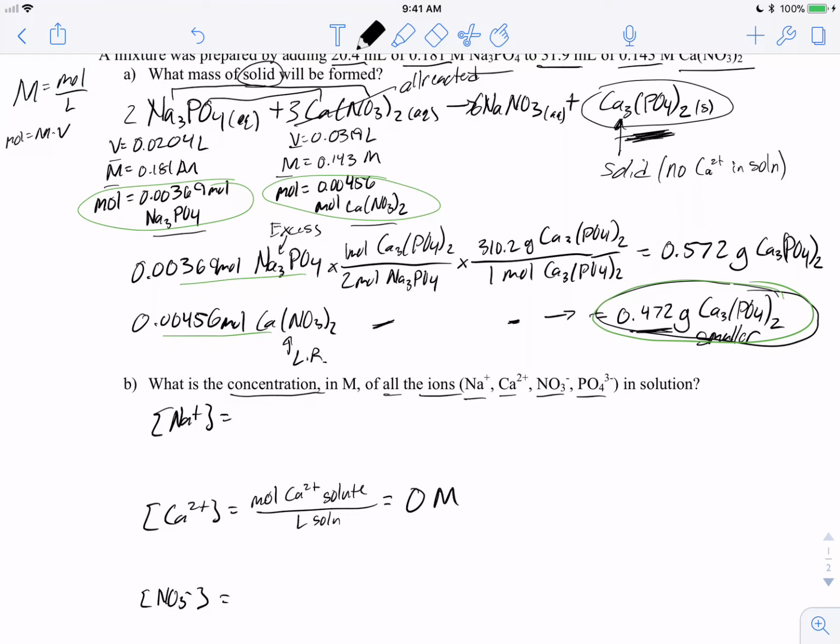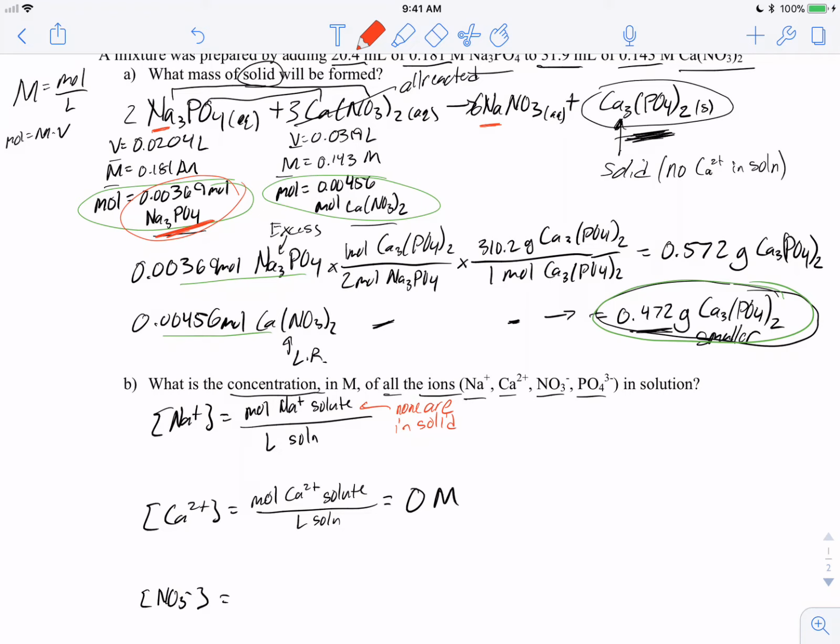So let's go back up to our sodium ions. Our sodium ions are going to be the moles of sodium ions that are a solute divided by the total volume of our solution. We already know the moles of our sodium phosphate. Whether our sodium ions are in sodium phosphate or in sodium nitrate, they will both be soluble. So none of those are in a solid. Whatever sodium ions we started with, we still have all those sodium ions in solution. So we can use the moles of our sodium phosphate to get to the moles of sodium ions.